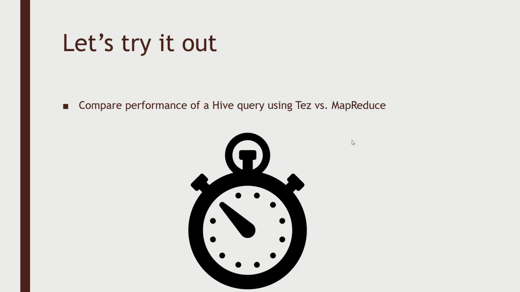So let's make it real. We've got a Hive query. We're just going to do the same thing that we did back when we were teaching you Hive, but let's run it twice, once using MapReduce and once using Tez, and see just how much faster Tez really is. And also, while we're at it, we'll learn how to configure Hive using Ambari to use one or the other. So let's go dive in and try it out.